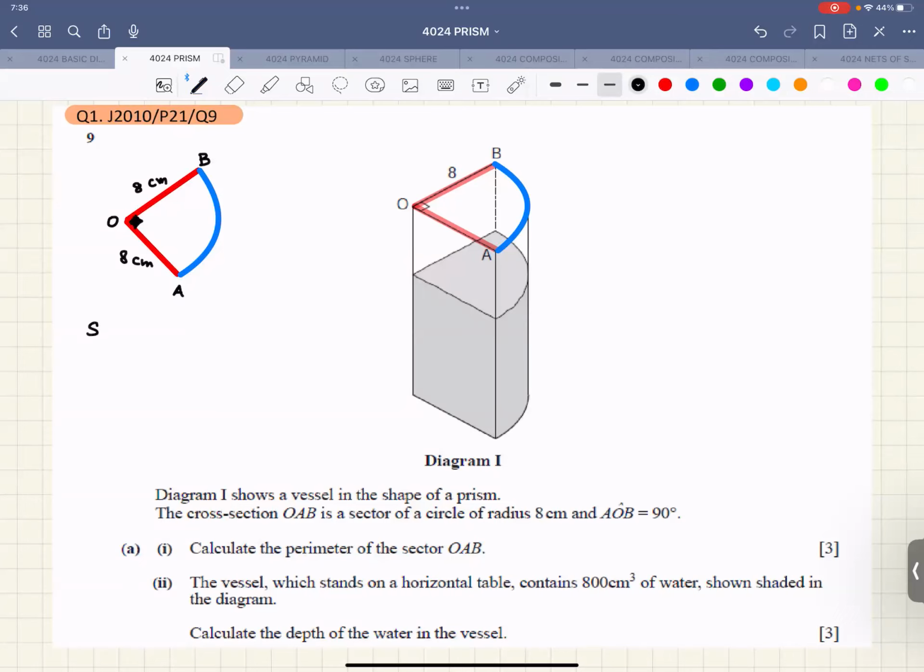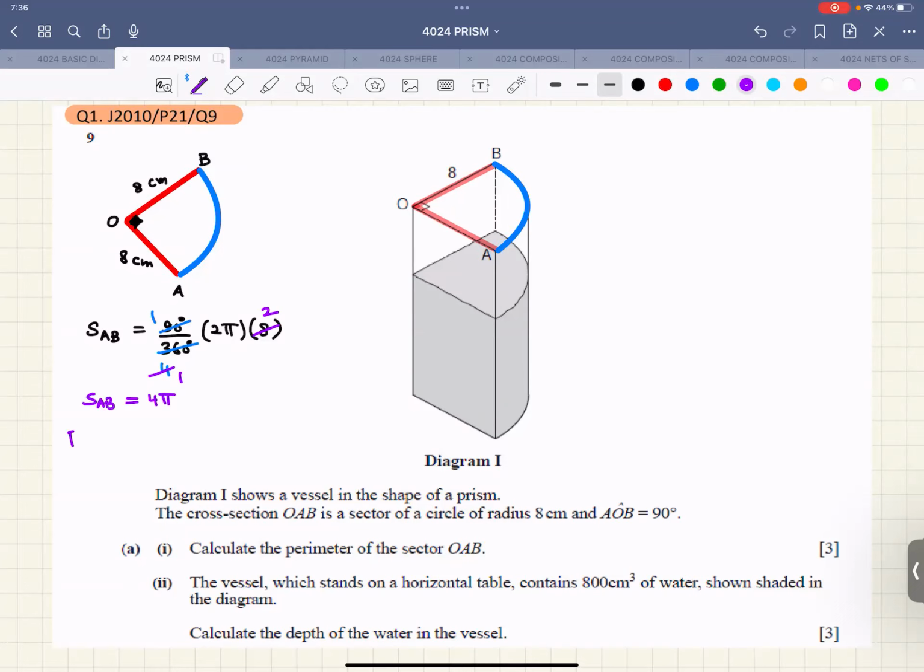So therefore, arc length AB, I can write this as 90 over 360. That's 1/4 because it's a quarter circle, into 2 pi r. It's part of the circumference. The value of r is 8. So let's simplify. 90 ones are, 90 fours are, and then 4 ones are, 4 twos are. So 2 into 2, that comes out to be 4 pi. That is the arc length.